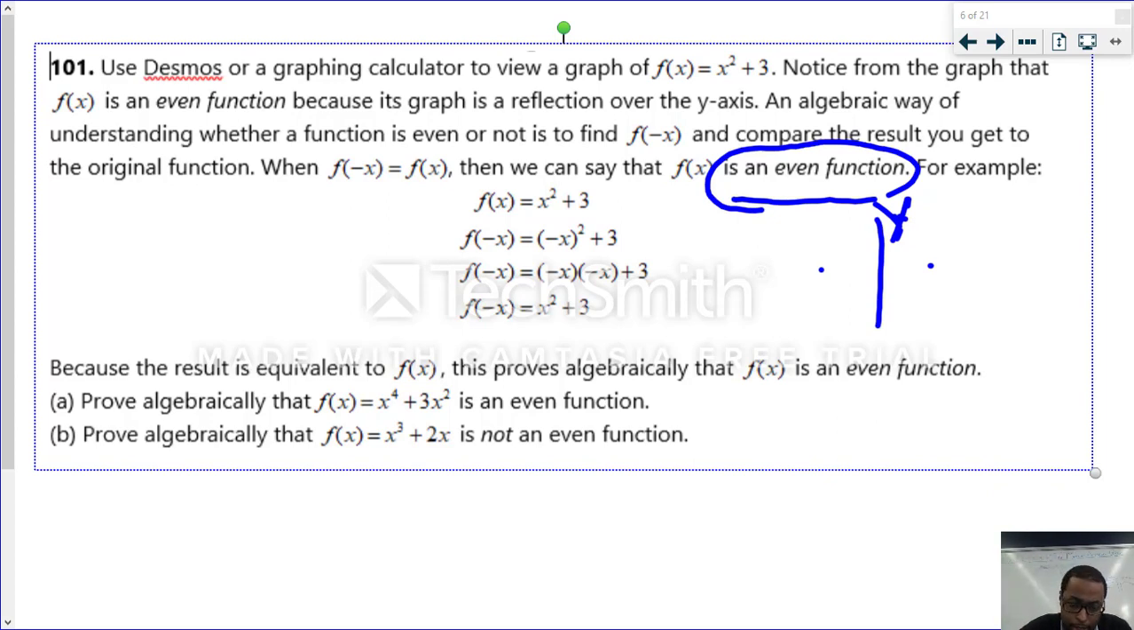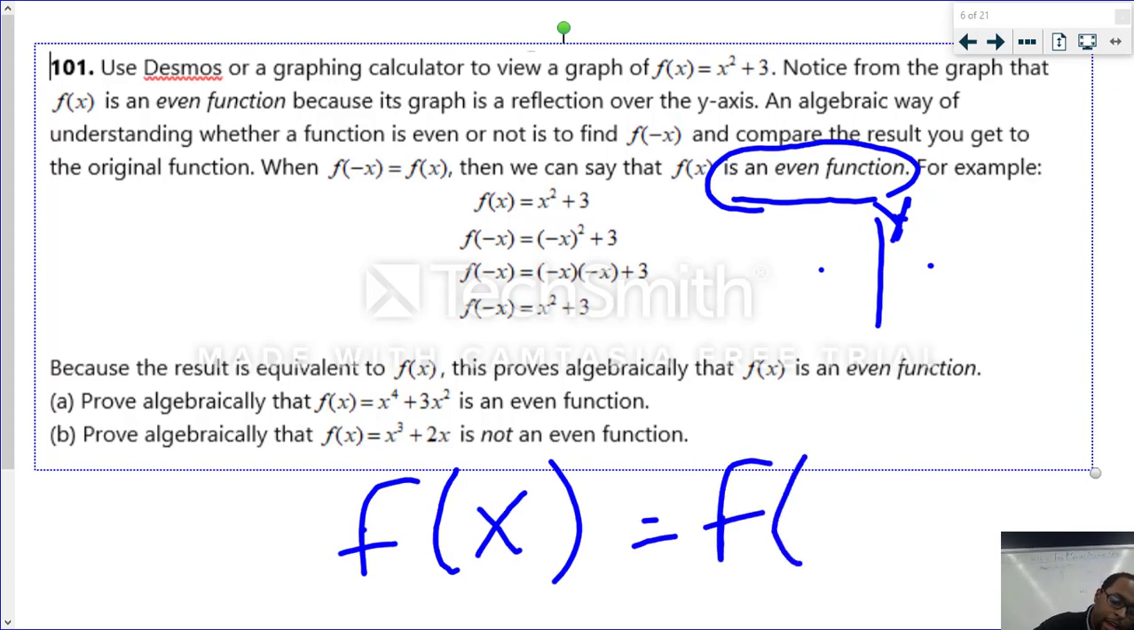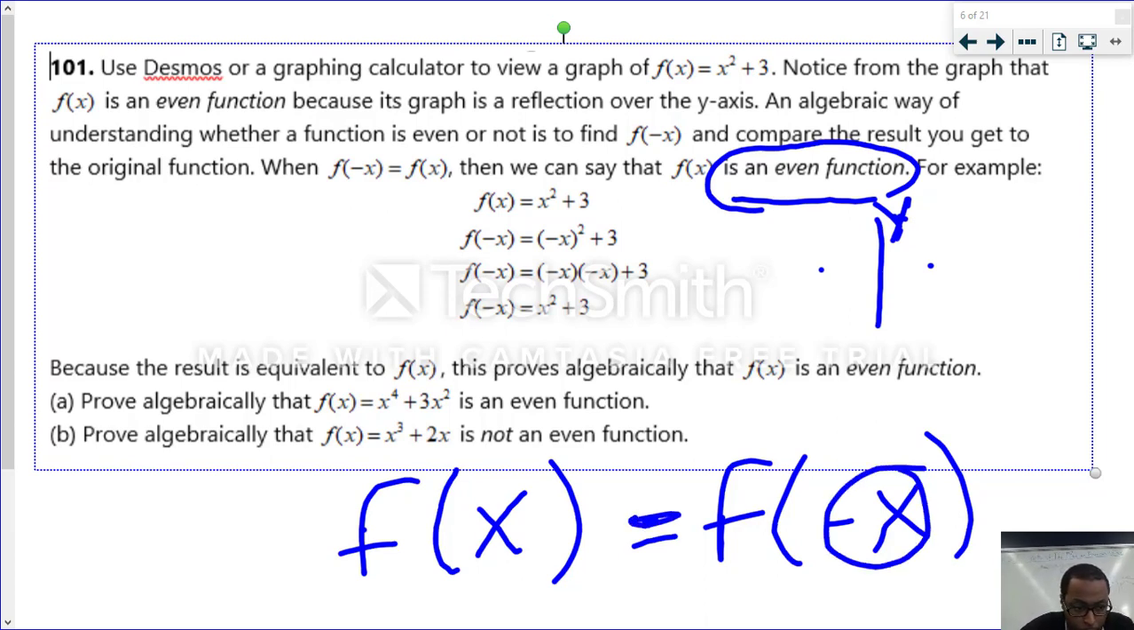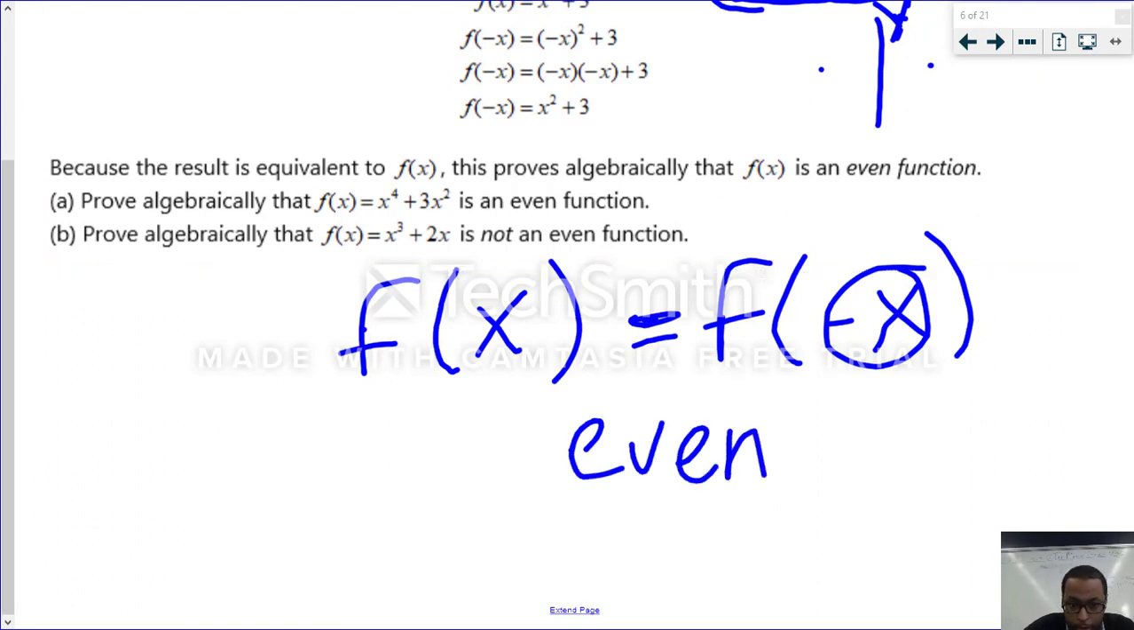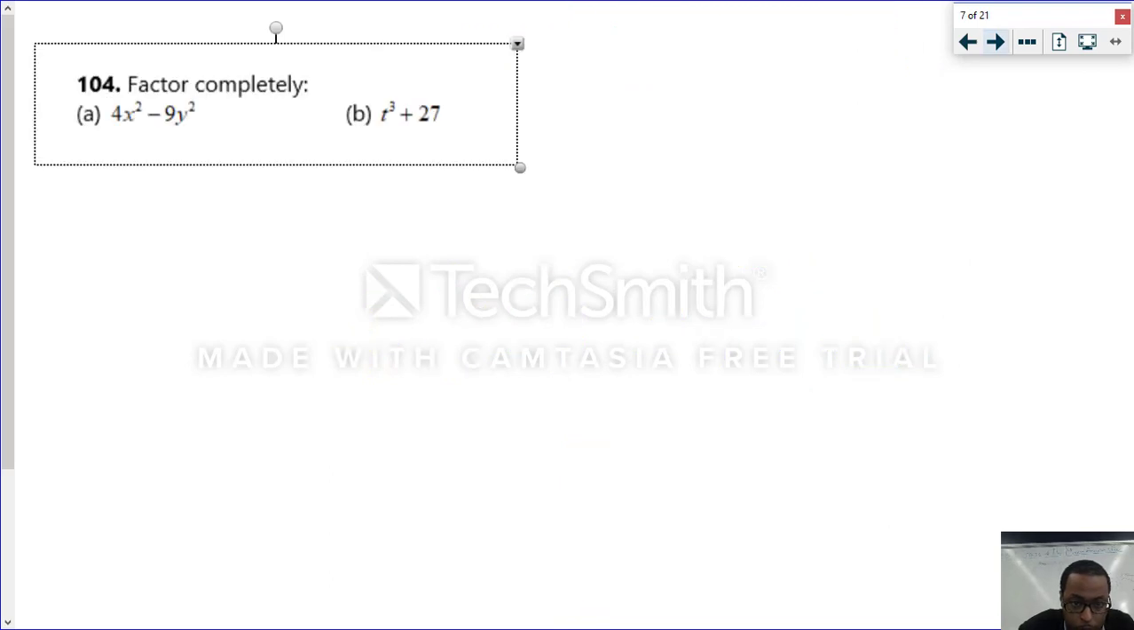And the key is this. In order for it to be even, f of x has to equal f of negative x. They have to equal each other. Meaning, if I substitute all the x's for negative x, if these two are the same, then you know what? It is even. If it's not the same, then it's not an even function. Okay, so again, in order for it to be even, f of x has to equal f of negative x. Okay, we're going to do a couple examples a little later.